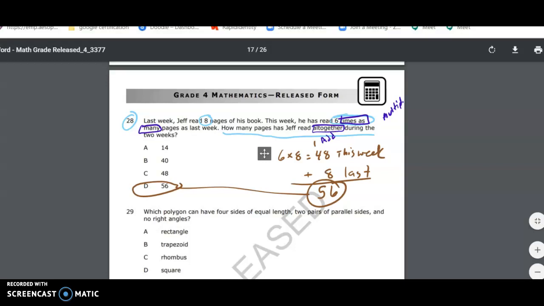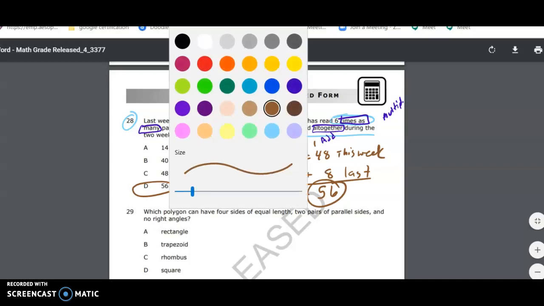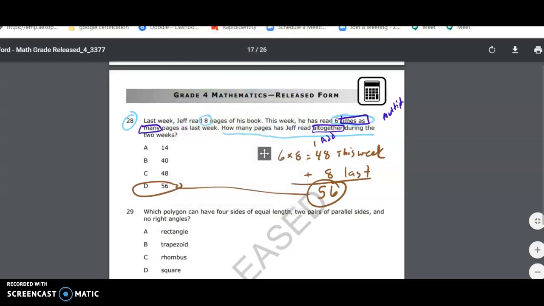All right, so we're going to move on down to number 29. Which polygon can have 4 sides of equal length, 2 pairs of parallel sides, and no right angles? Okay, so your choices are rectangle, trapezoid, rhombus, square. All right, let's take a look.